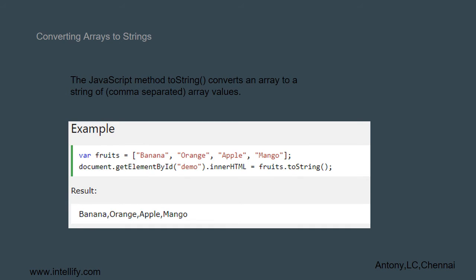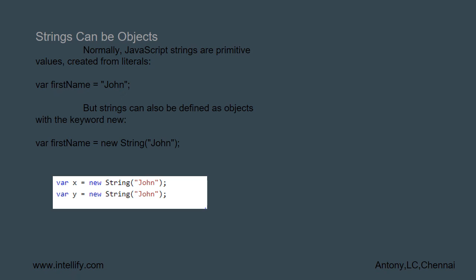Converting arrays to string. The JavaScript method toString converts an array to a string of comma separated array values. For example, in the given example, variable fruits is equal to banana, orange, apple, mango. Using document.getElementById, the demo innerHTML is equal to fruits.toString. So the result will be banana, orange, apple, mango.